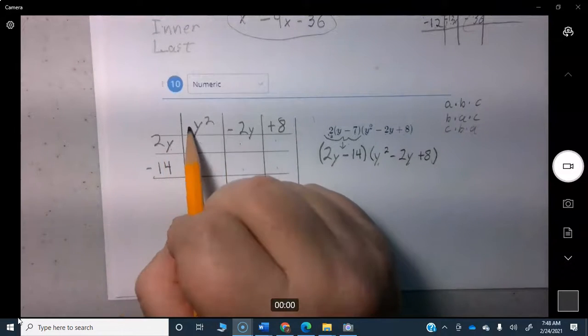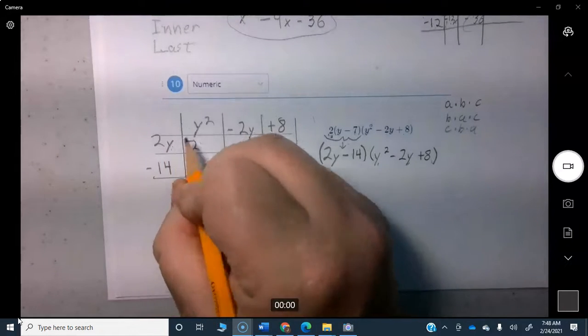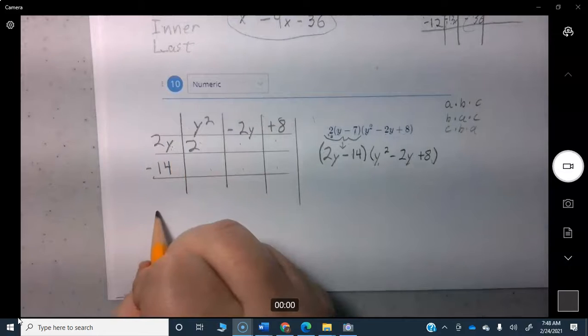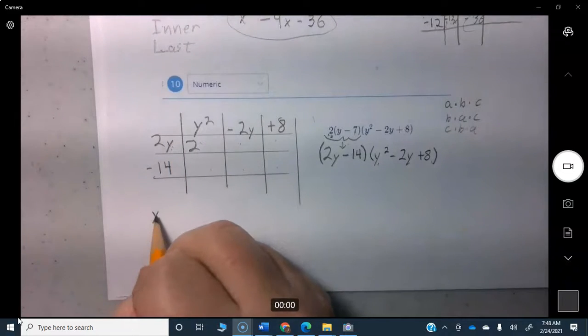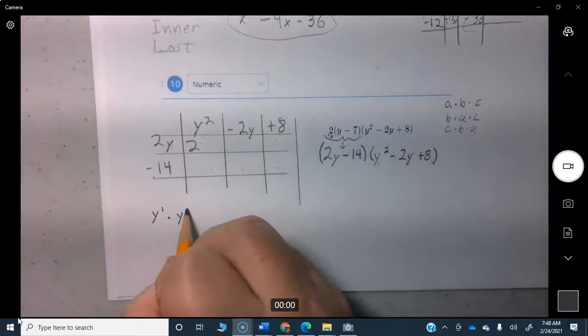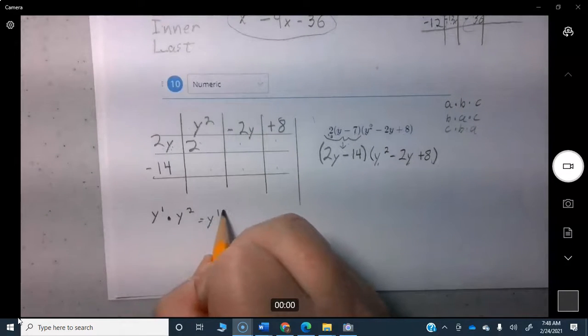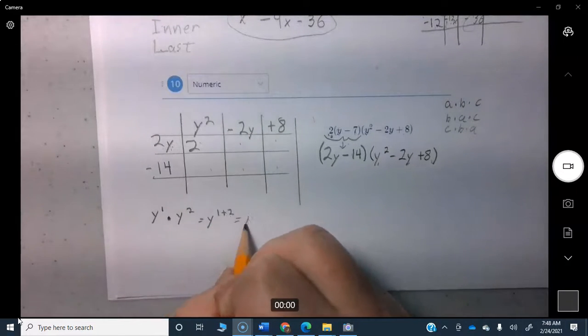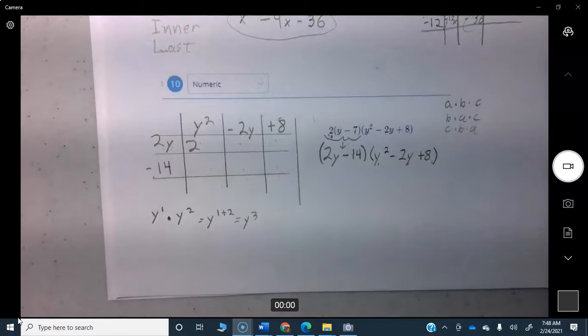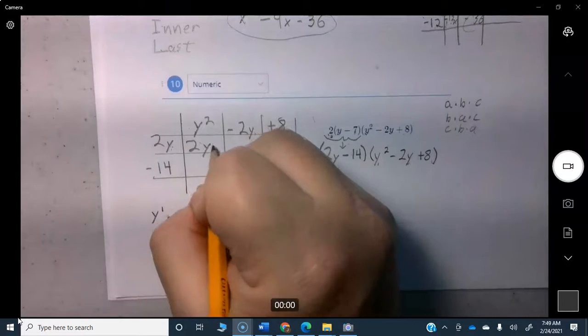So 2 times 1 is 2. Y times y squared, that's y to the first. Again, let's write it down. Y to the first times y squared equals y to the 1 plus 2, which equals y to the third. Okay, so this is going to be y to the third.